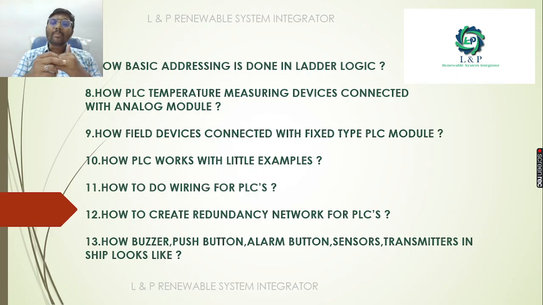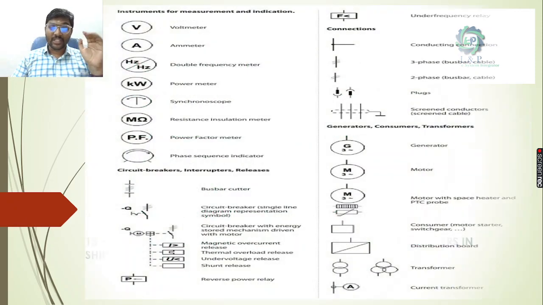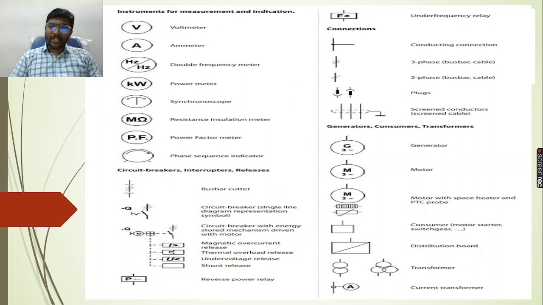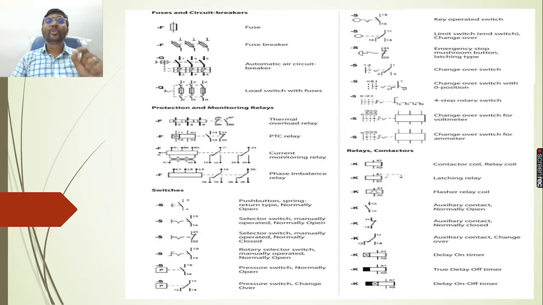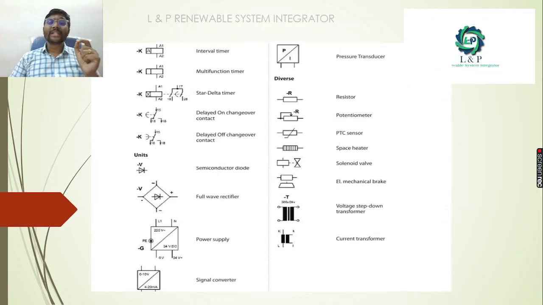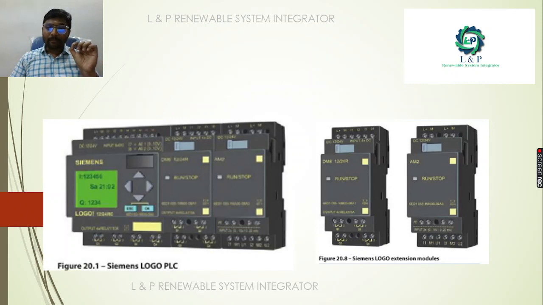How is a PLC temperature measuring device connected with the analog module? How are field devices connected with fixed type PLC modules? How does a PLC work, with a little example? How to do wiring for PLCs, and how to create a redundancy network for PLCs? What do a buzzer, push button, alarm button, sensor and transmitters look like? In our discussions, we might be using many symbols, short forms and abbreviations to represent instruments for measurement and indication, circuit breakers, generators and transformers, fuses, protection monitoring relays, switches, relay contactors, units and drives. This is the Siemens LOGO PLC.